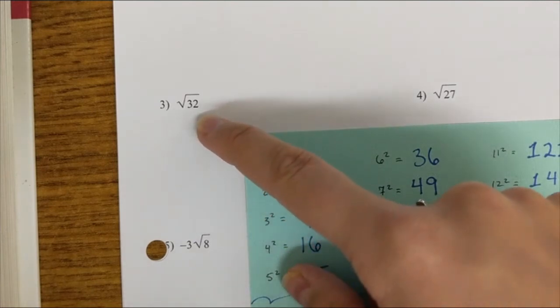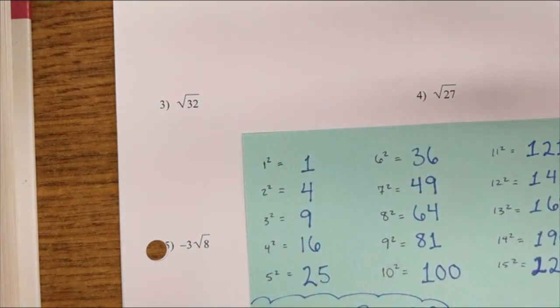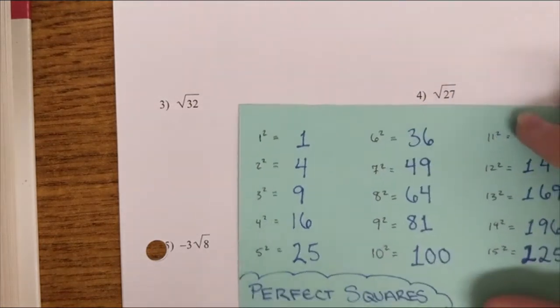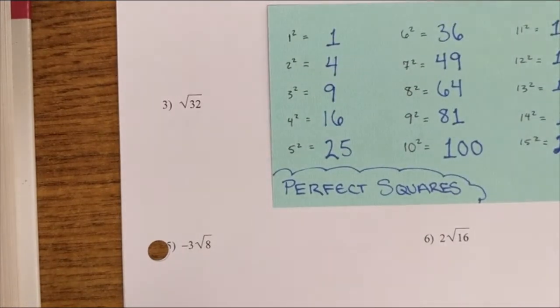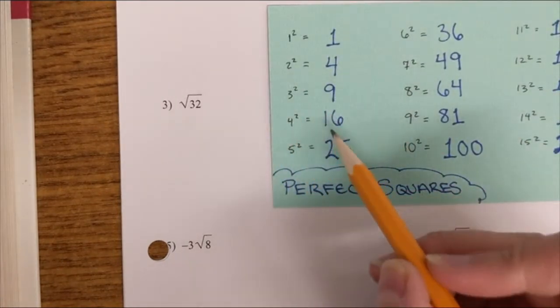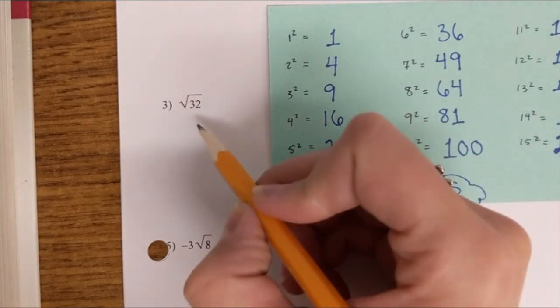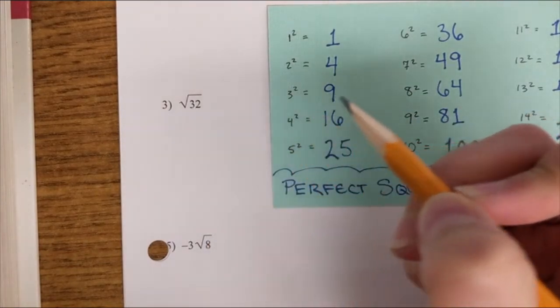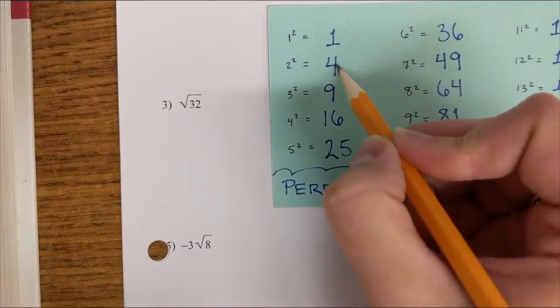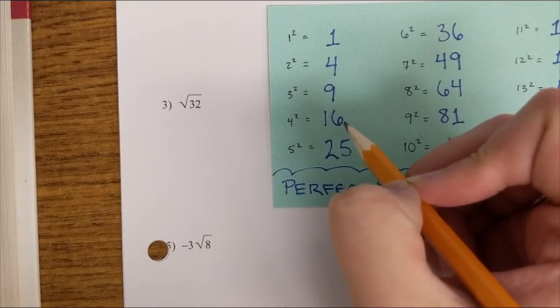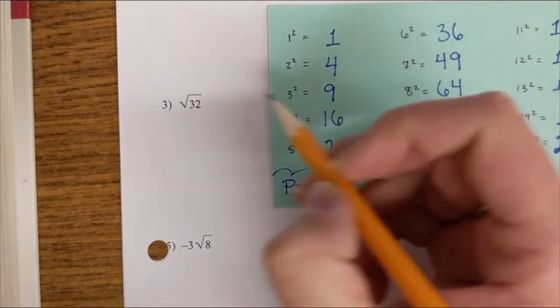Maybe 32 is not a perfect square, but there could be a perfect square that goes into 32 that would help us to break this down a little bit. So we look at our perfect squares list. I see that 16 is the biggest perfect square, I think, that goes into 32. You know, 4 also goes into 32, but it's not the biggest perfect square, and it's not going to get you the most simplified answer.